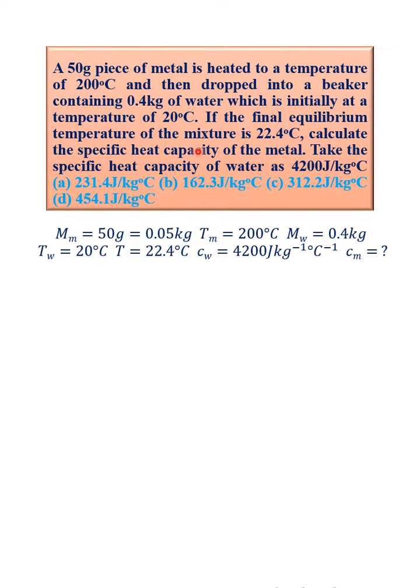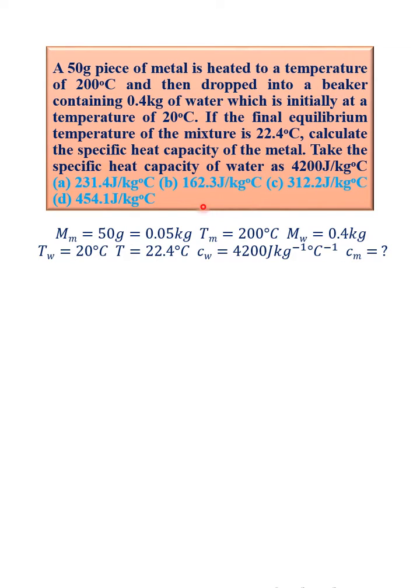If the final equilibrium temperature of the mixture is 22.4 degrees Celsius, T to represent the final temperature of the mixture, 22.4 degrees Celsius, calculate the specific heat capacity of the metal. Take the specific heat capacity of water as 4,200 joule per kg degrees Celsius. So the specific heat capacity, Cw, of water is 4,200 joule per kilogram per degree Celsius. And we are told to calculate the specific heat capacity of the metal, which is Cm, specific heat capacity of the metal, question mark. So that's what we are looking for.